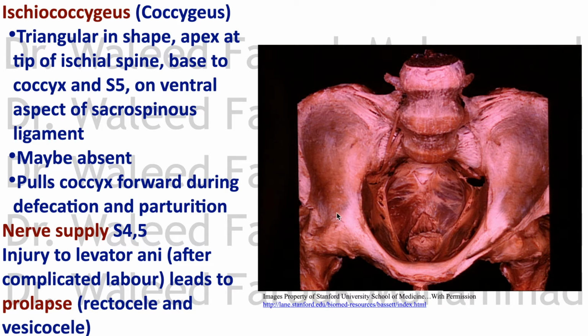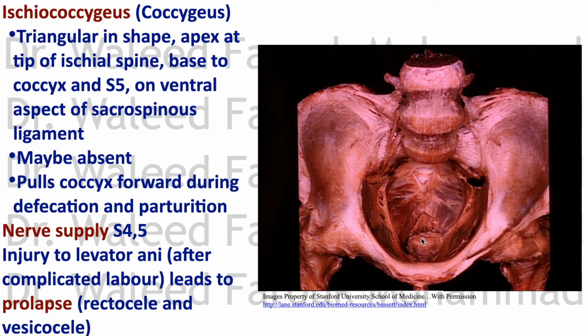So very minimal action or movement. It's a rudimentary muscle. The nerve supply is by S4 and 5. If there is injury to the levator ani after a prolonged or complicated labor, for example, this leads to prolapse. Prolapse means the uterus descends, takes with it.